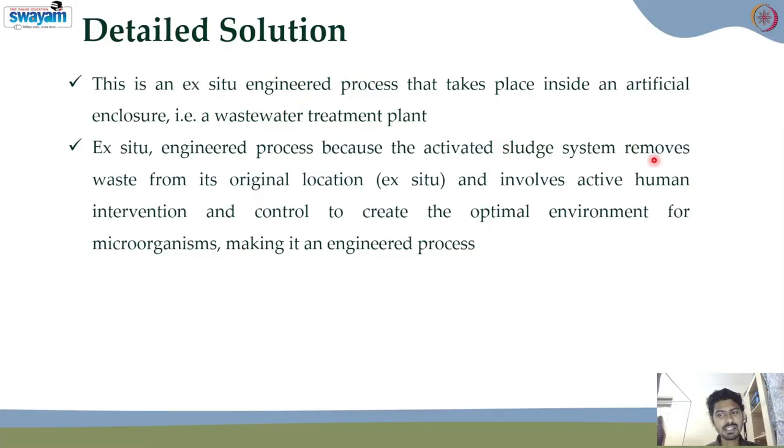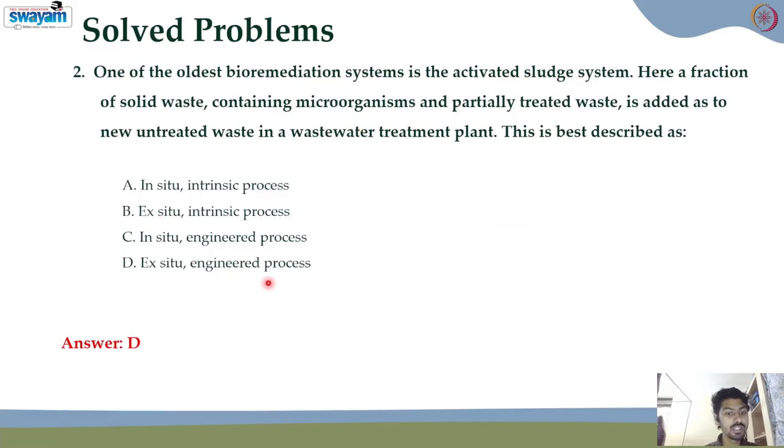The activated sludge system removes the waste from its original location and involves active human intervention and control to create the optimal environment for the microorganism, making it an engineered process. So here we are treating in the wastewater treatment plant. We are not treating the pollutant in the normal environment or at the original site. That is why it is an ex situ engineered treatment process.